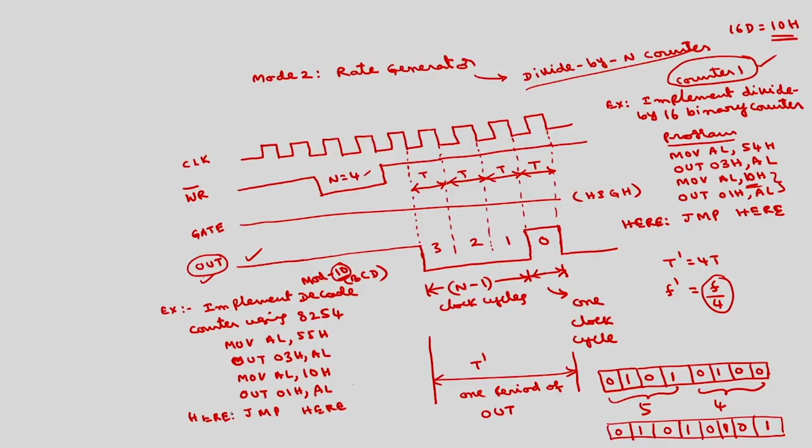So this is about mode 2 operation, which is a rate generator. Basically we can divide the frequency by any factor. This type of frequency division will be useful in microprocessors also. A microprocessor operates at higher frequencies, and if I want a peripheral device which can operate at lower frequencies, we can directly take the microprocessor clock and pass it through these divide by n counters to generate the lower frequencies. The remaining 3 modes we will discuss in the next class. Thank you.